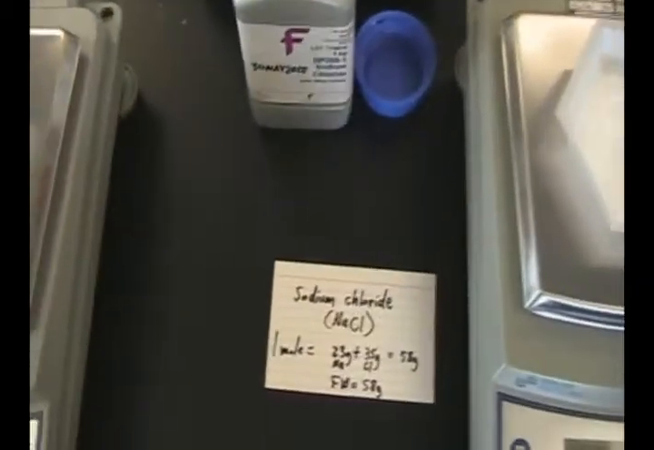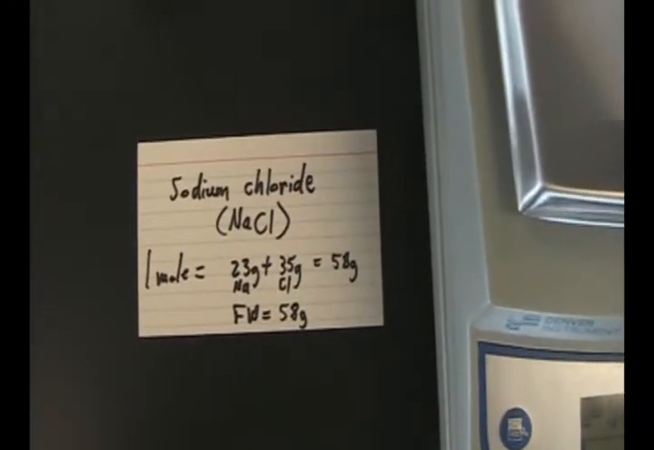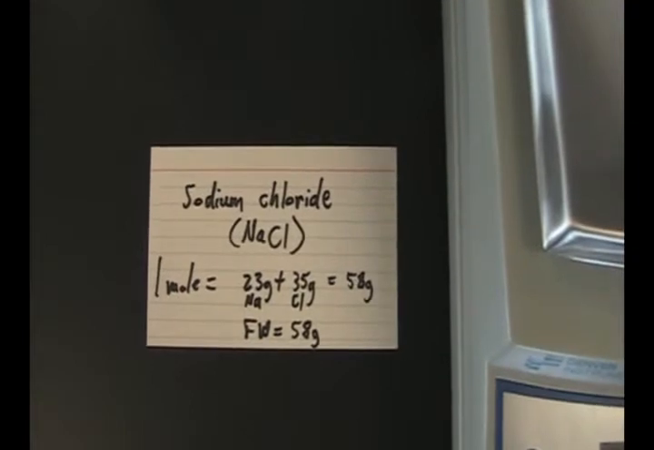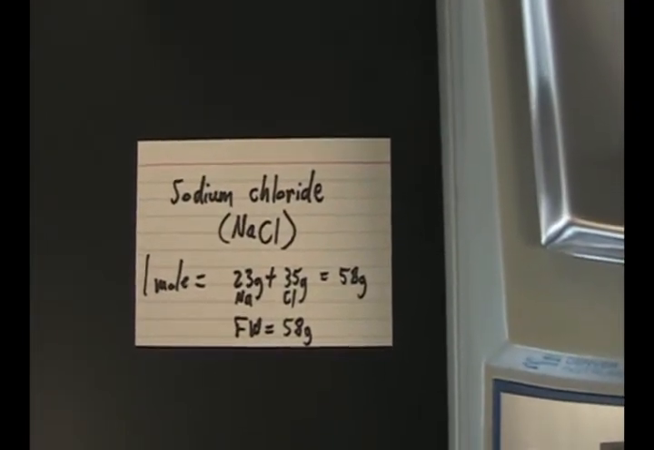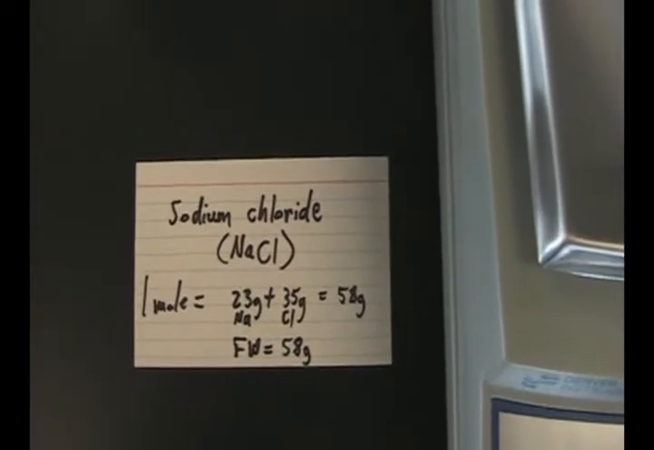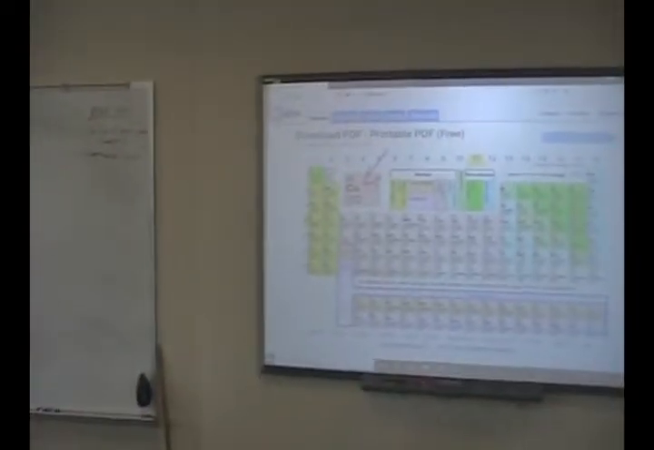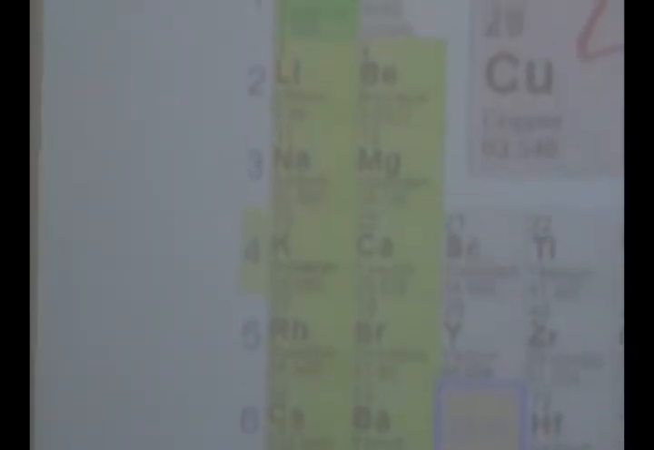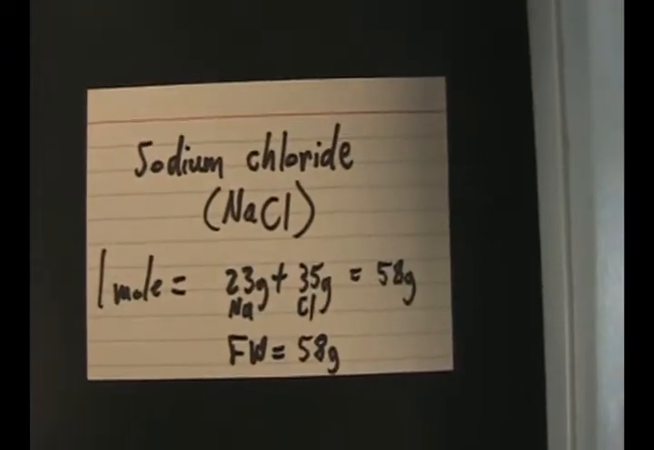Then a mole of sodium chloride, table salt. Sodium chloride is a compound, so you have to add up the atomic weights of each of the elements. On the periodic table, there's sodium at the far left end, roughly 23, so we'll round it to 23, and then chlorine over here on the far right, about 35. You add those up to get the formula weight, and that's 58 grams.